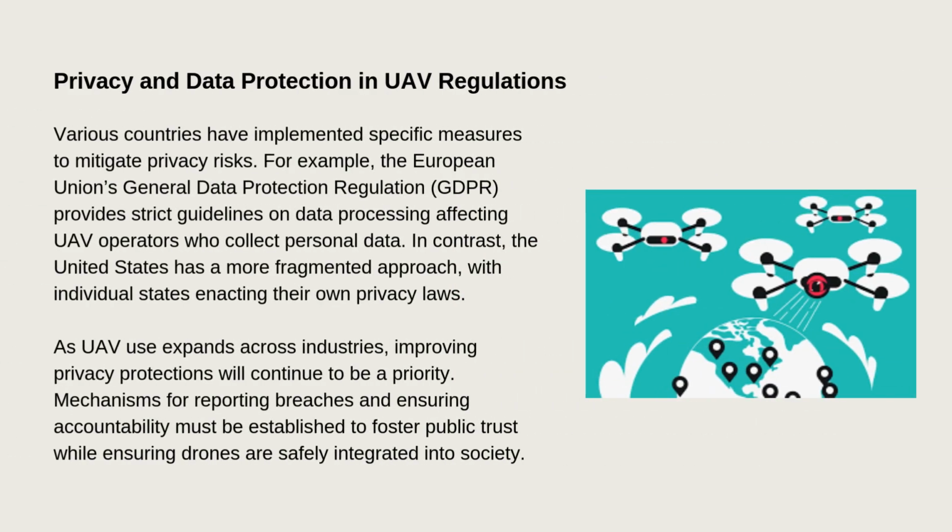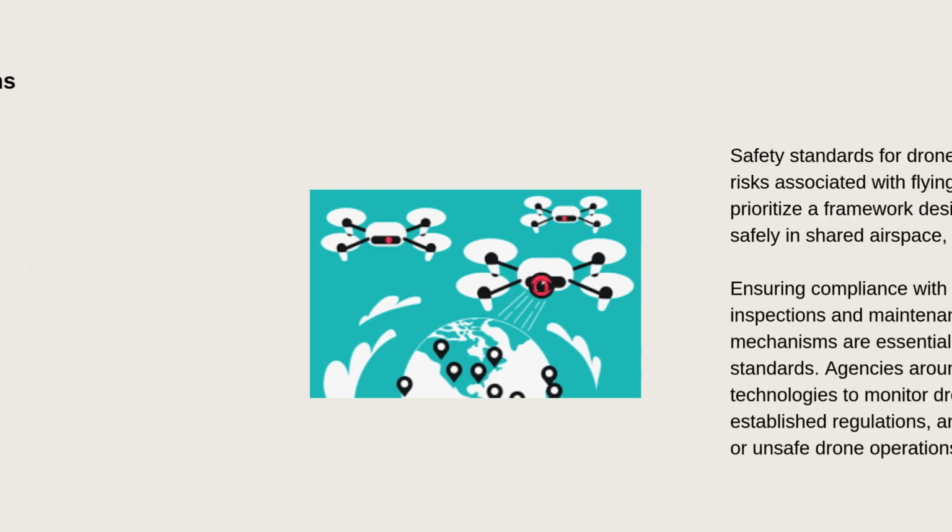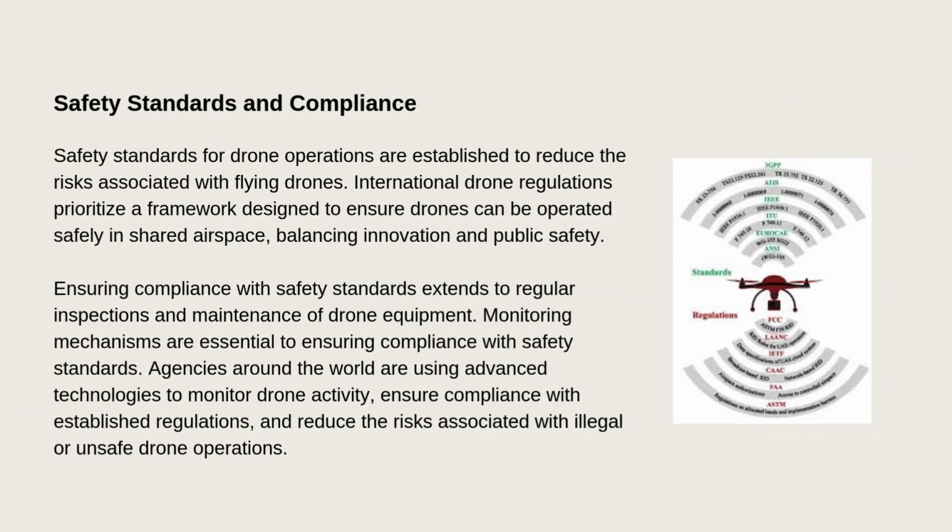Privacy and data protection in UAV regulations. Various countries have implemented specific measures to mitigate privacy risks. For example, the European Union's General Data Protection Regulation, GDPR, provides strict guidelines on data processing affecting UAV operators who collect personal data. In contrast, the United States has a more fragmented approach, with individual states enacting their own privacy laws. Safety standards and compliance.